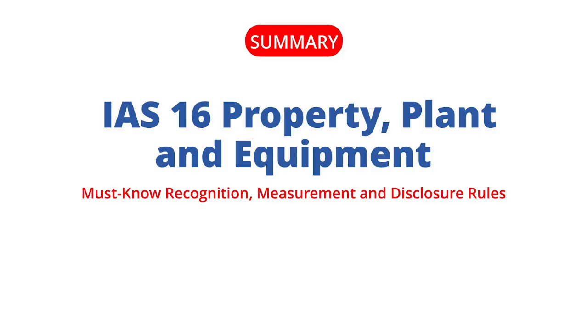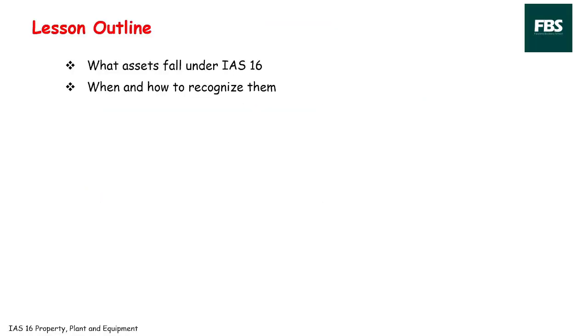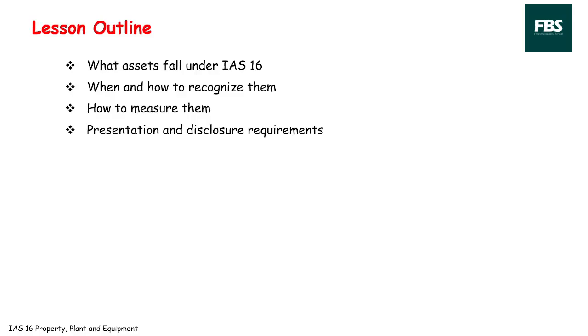Its main objective is to provide users of financial statements with information about an entity's investment in PPE and the changes in that investment. By the end of this lesson, you will understand what assets fall under IAS 16, when and how to recognize them, how to measure them, and the presentation and disclosure requirements.